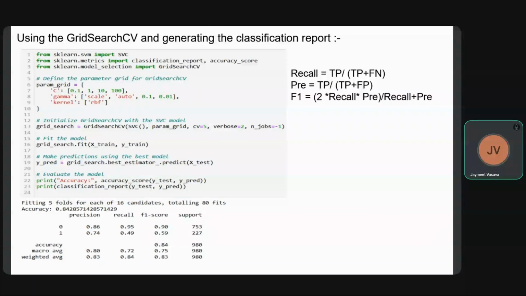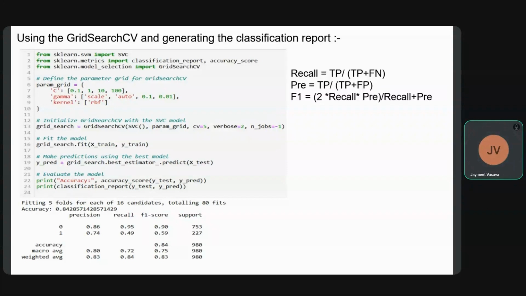We make the predictions and save them, getting the accuracy score as well as the classification report. You can see that the accuracy score is 84.2%, and the last one is the classification report where we get the precision, recall and F1 score.